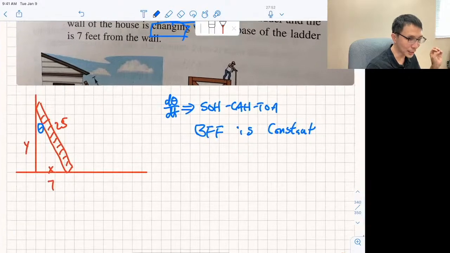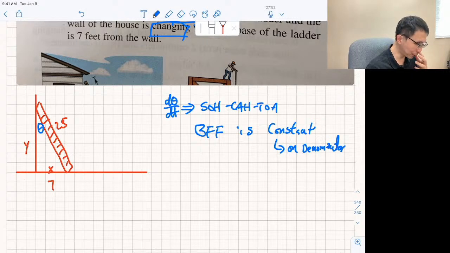So constant is going to be on the denominator in this case. Why do you want to arrange the constant in the denominator? Well, there's a reason for that. We're going to show you in a second. Now, SOHCAHTOA. Which trig function will I use where the constant is on the bottom? What is the constant again? 25, the ladder length. Which one has a constant on the bottom? Sine and cosine.